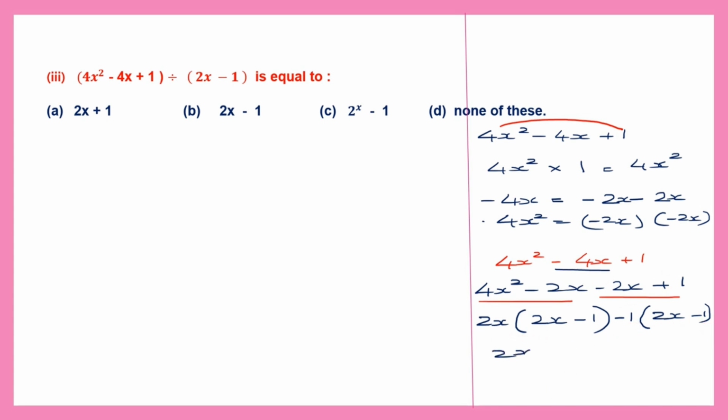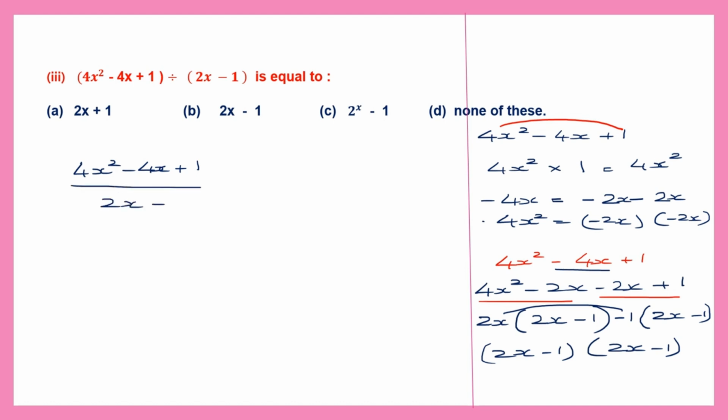So 2x minus 1 is common. And again here also I have 2x minus 1. So what have I done? I have factorized this. Now let me write that question here. So the question, that is 4x squared minus 4x plus 1. Now divided by, I'll put division this way, 2x minus 1.